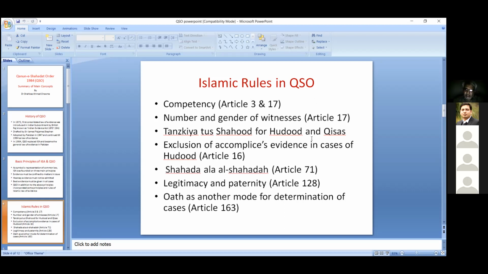And then another concept, shahada ala shahada, is also drawn from Islamic law, and this concept is incorporated in Article 71 of the Qanun-e-Shahadat Order.